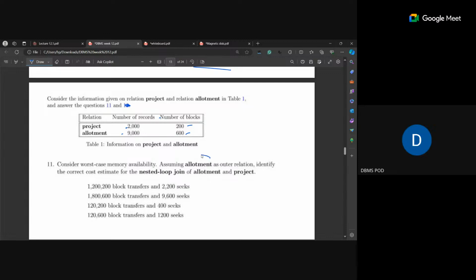So we are considering allotment as the outer relation and project as the inner relation. What is the number of block transfers required? And you have to find the number of seeks required. Maybe I'll wait one minute. Maybe we can solve. Sir, in this we can directly do the seek because it is easy to calculate. Yeah, you can do whatever you want.